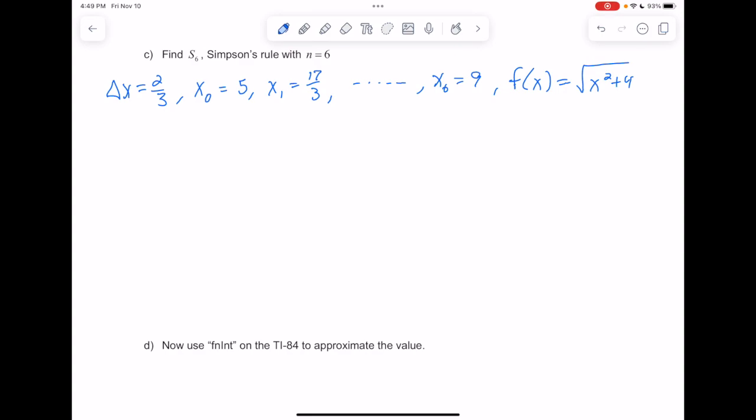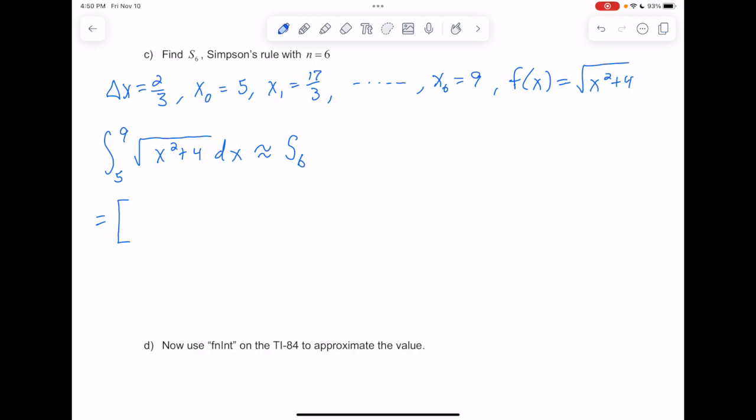So we're trying to find the integral from 5 to 9 of the square root of x squared plus 4 with respect to x. We don't know how to find an antiderivative, so we're going to approximate that using Simpson's rule with 6 subintervals. So then what does that look like when we write it out? With Simpson's rule, we're plugging in the different endpoints to the heights, and it starts with a 1, and then the multipliers go 4, 2, 4, 2, 4, 2, 4, 2, until you get to the very end, and then it's just a 1 again.